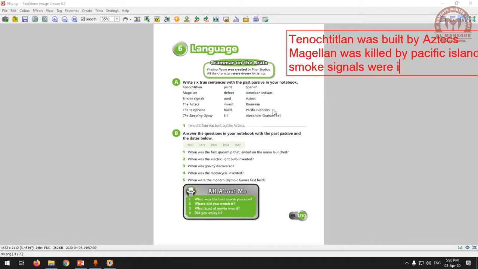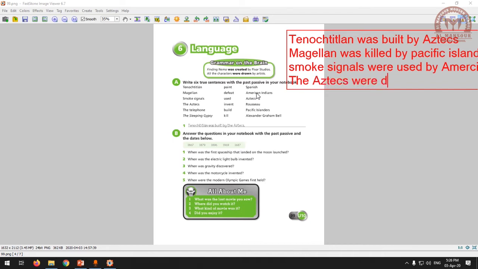Were used by, you can type American Indians. Okay, you can continue the sentence. So smoke signals were used by American Indians. Okay. The Aztecs were defeated by Spanish. Okay.